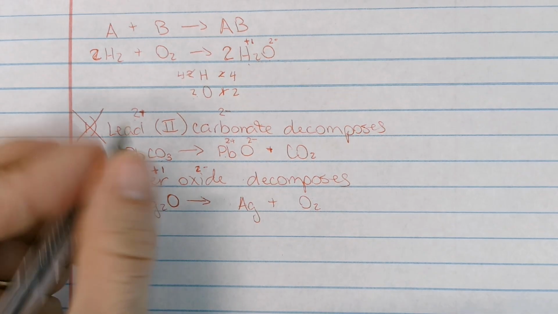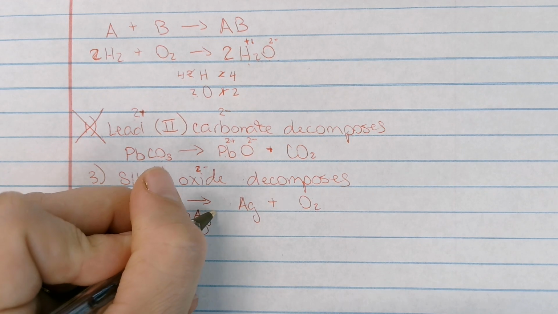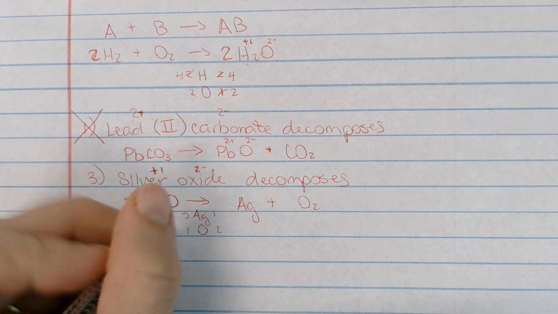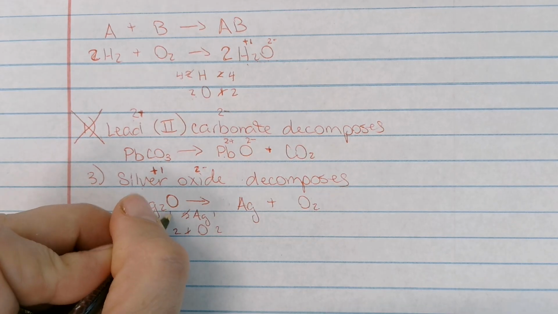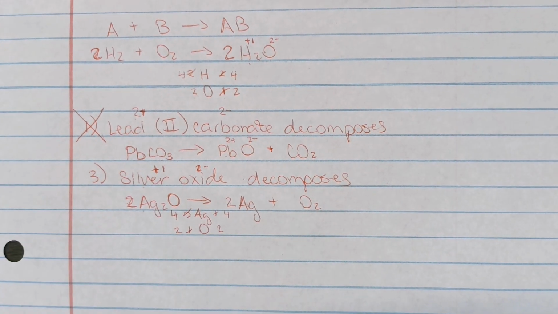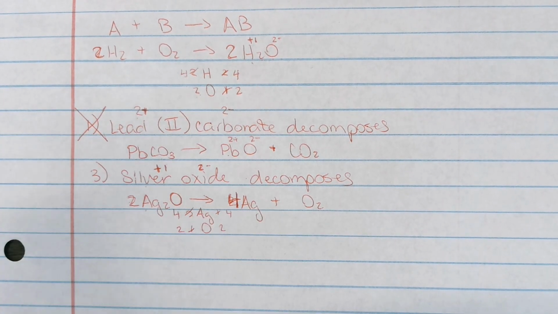Now we need to balance, so we have Ag2O, and the counts are 2, 1, 1, and 2. So I'm going to put a 2 over here, so that'll give me 2 oxygens and 4 silvers. And then I can put a 2 here, and put a 4 here, and that will give me 4 silvers.